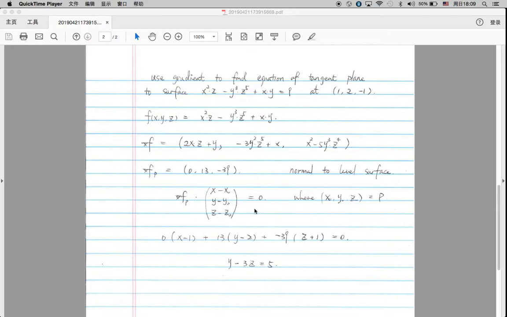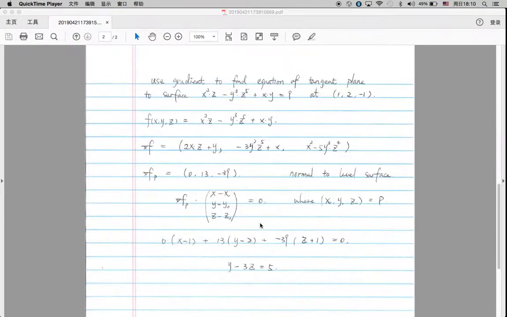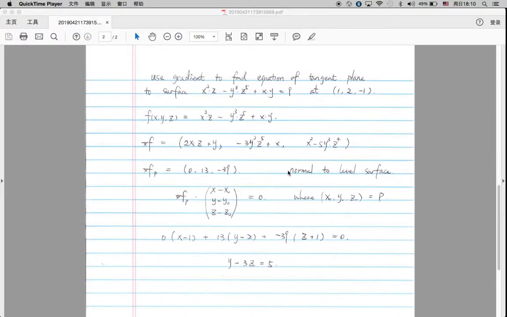So the gradient is a vector that is normal to the surface at the point P. To get the equation of that plane, it's just the gradient multiplied by x minus x0, y minus y0, and so on, where we subtract the point that we are looking at. So this is how we calculate a directional derivative, and how to use the gradient to find the equation of the tangent plane.